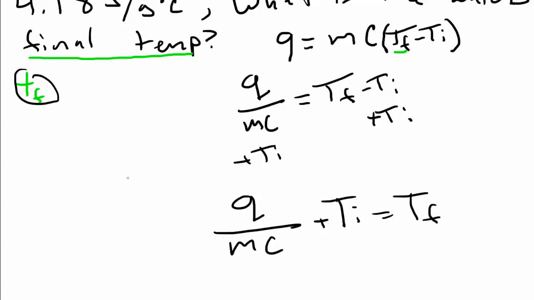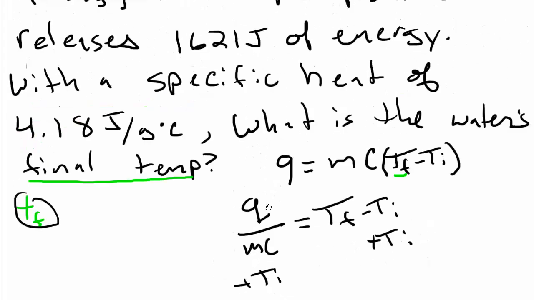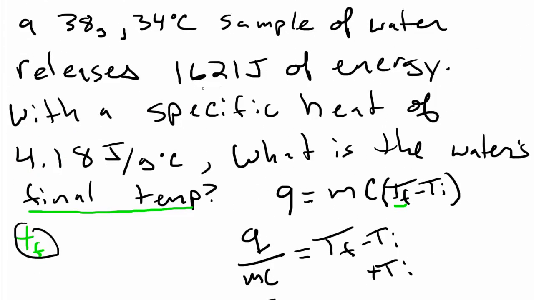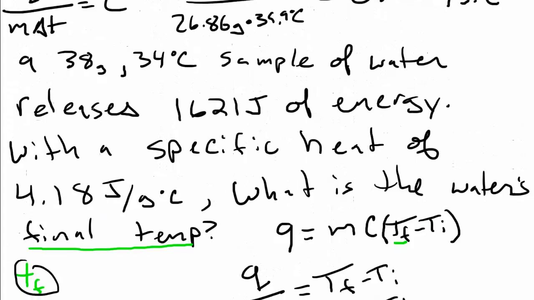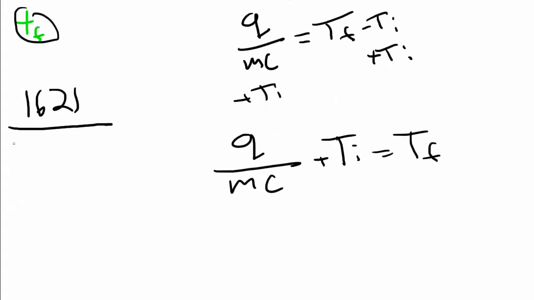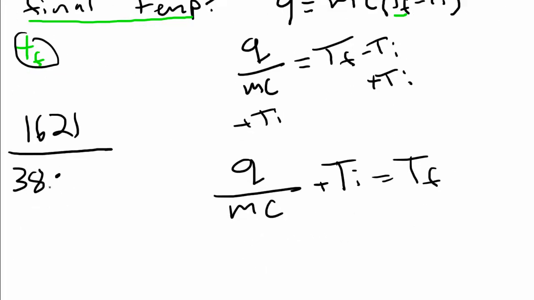So now I'm going to do it over here, but let's go back up. Let's see what some of these variables are. We need a Q. So Q for this problem is 1,621. So 1,621 is our Q, divided by, we need M and C. M is 38, and C, oh, it's down here. Specific heat is 4.18. So 38 grams times 4.18, and that's got that crazy unit.